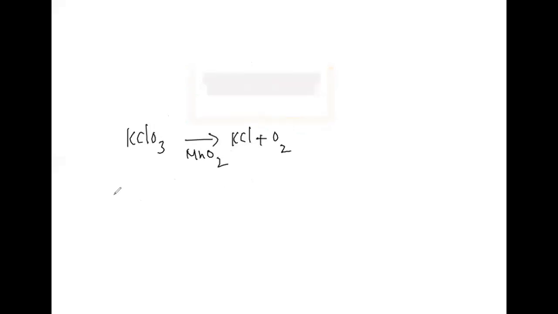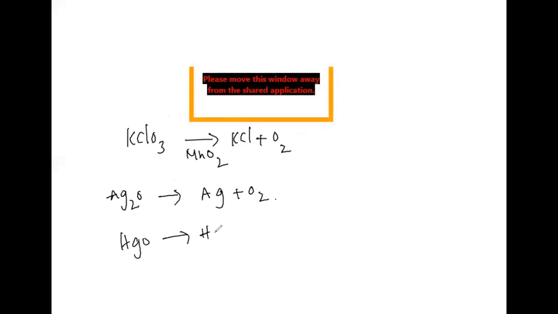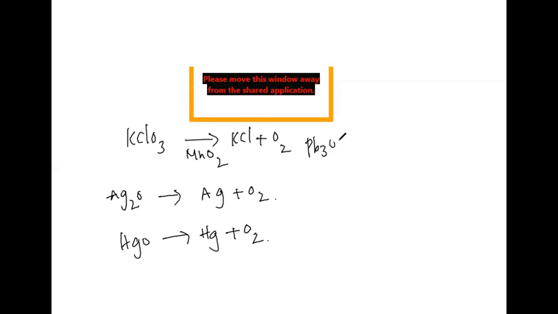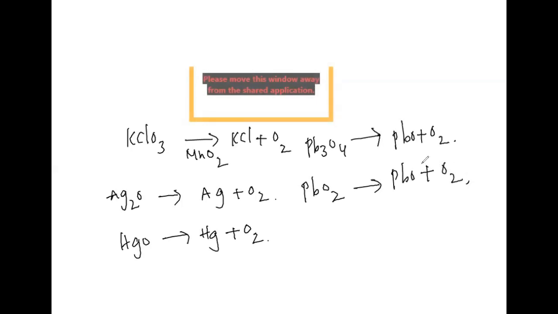Not only this, even if you take metal oxides, that is Ag2O, on decomposition it gives Ag plus O2. Even if you take HgO, on decomposition it gives Hg plus O2. And we take Pb3O4, that is lead oxide. It forms PbO plus O2. Even if you take lead oxide, the other form, this also will give PbO plus O2.